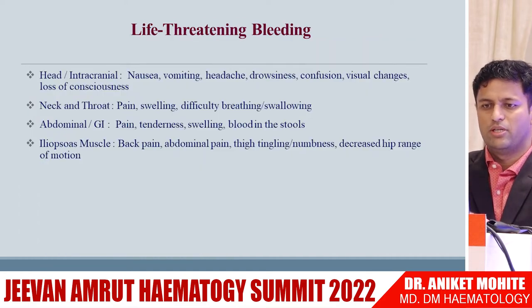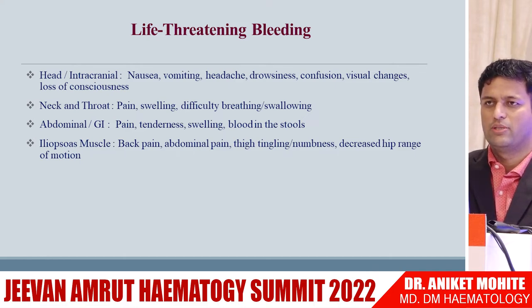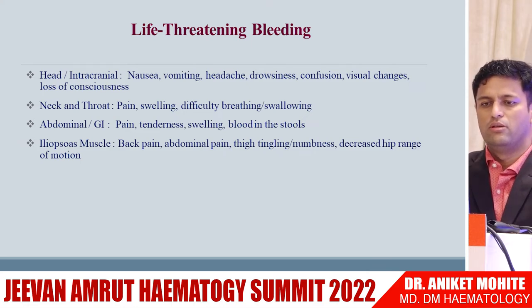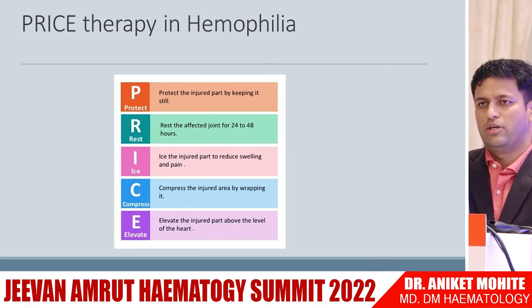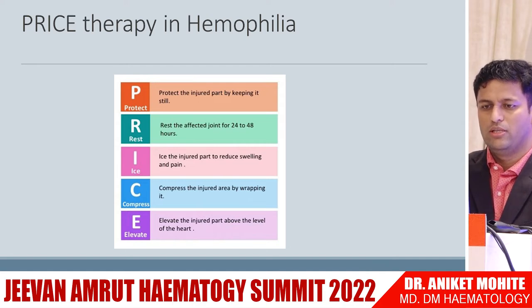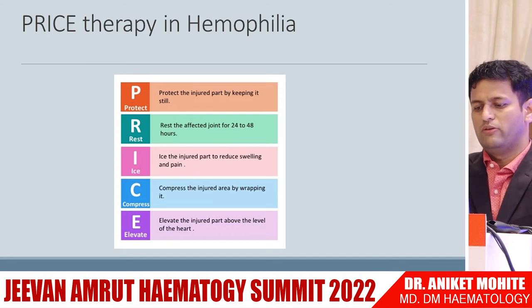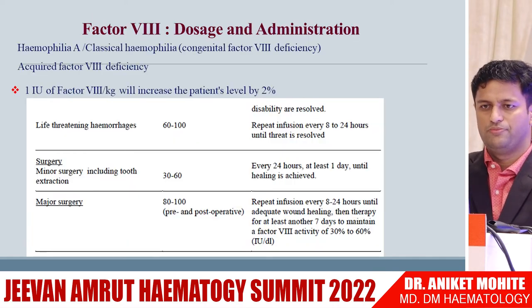This I've already discussed, but iliopsoas bleed could present with back pain, abdominal pain, or tingling numbness like sciatica pain, or decreased hip range of motion, which would be a psoas bleed, and can be treated with factor and with physiotherapy. So the PRICE therapy in hemophilia is, first, protect the injured part by keeping it still. Rest for 24 to 48 hours. Ice application to reduce the swelling every 1 to 2 hours. Compress the injured part by wrapping it, and elevate above the level of the heart so that the pain is reduced.